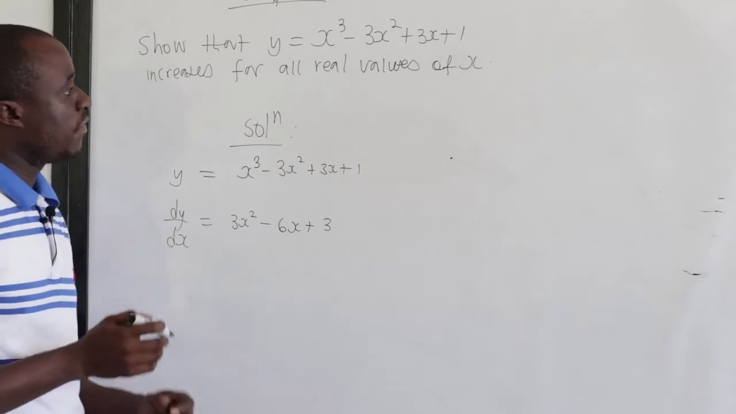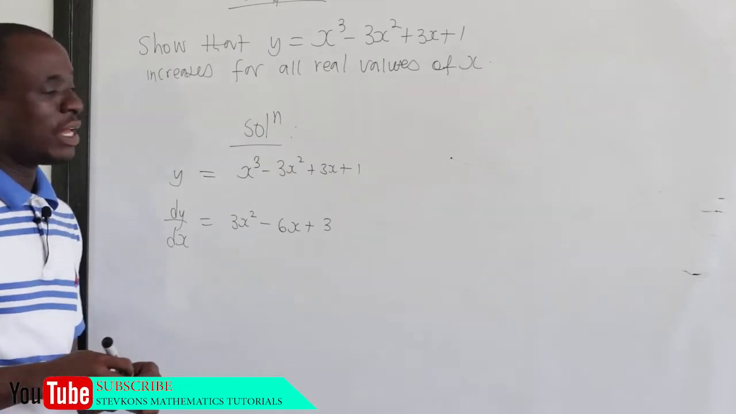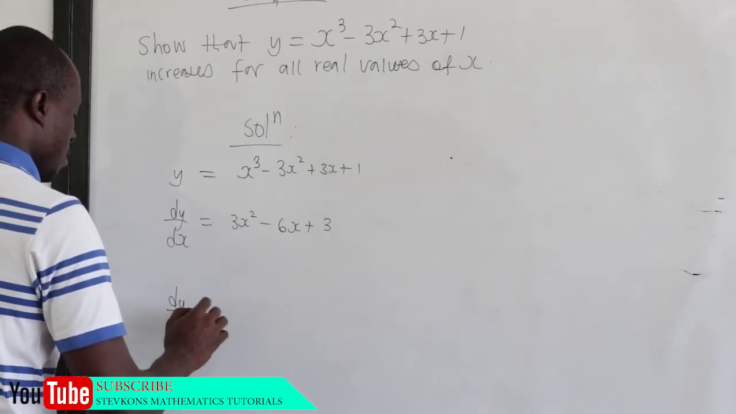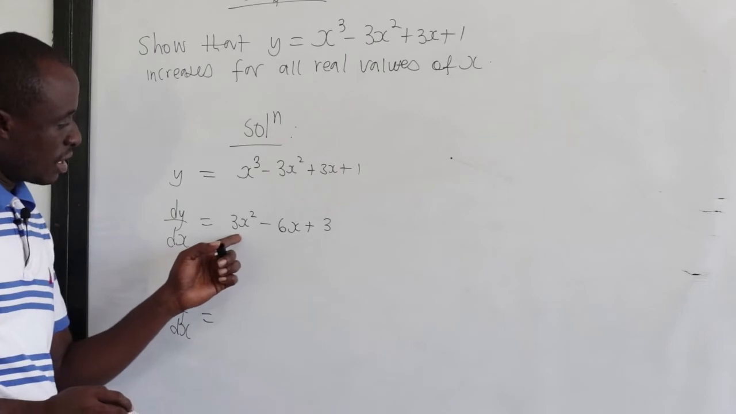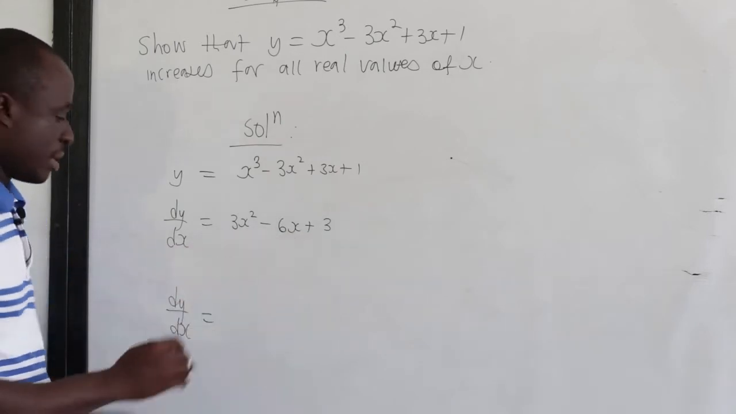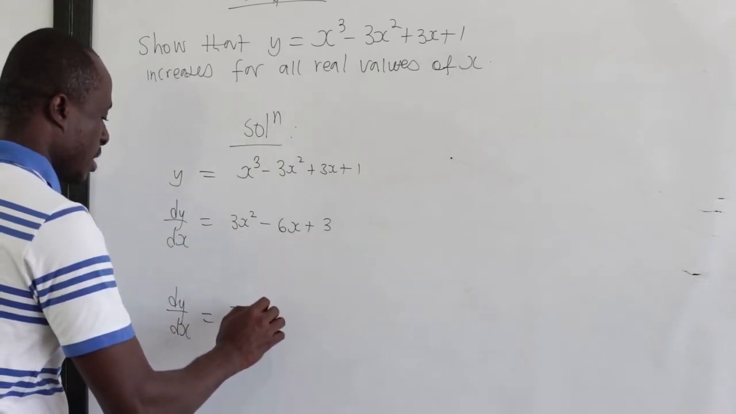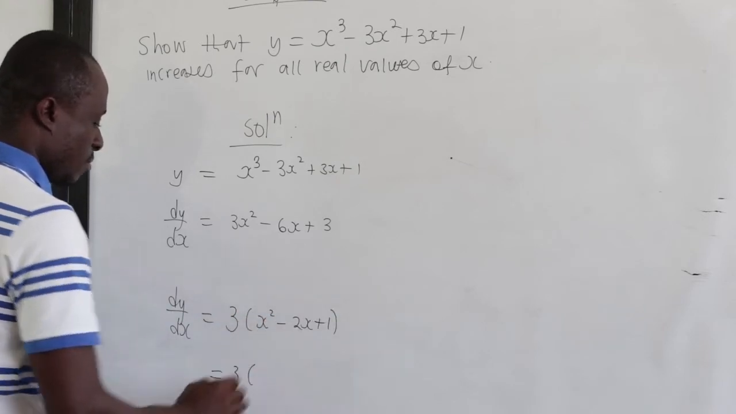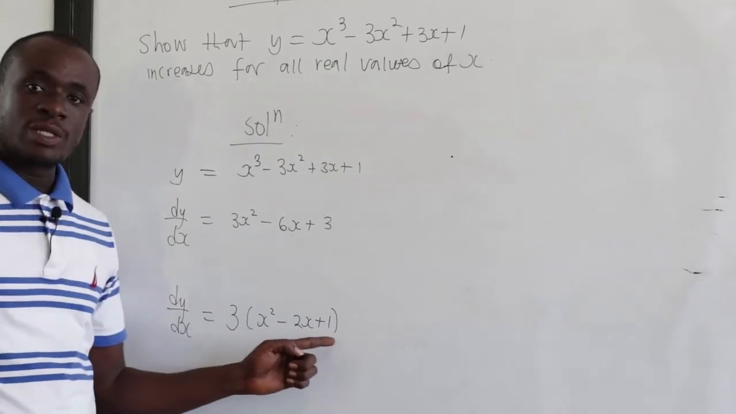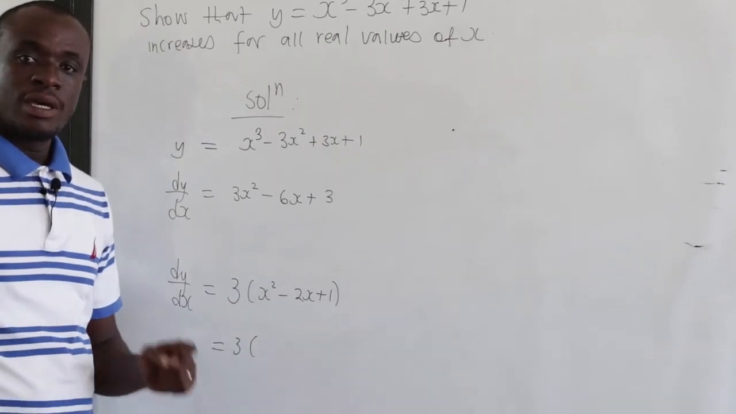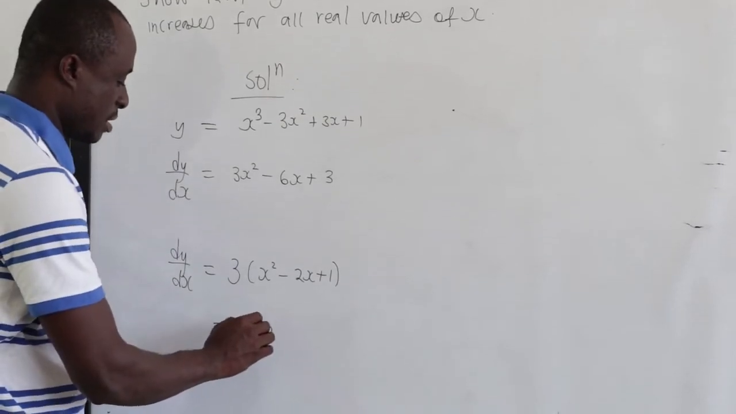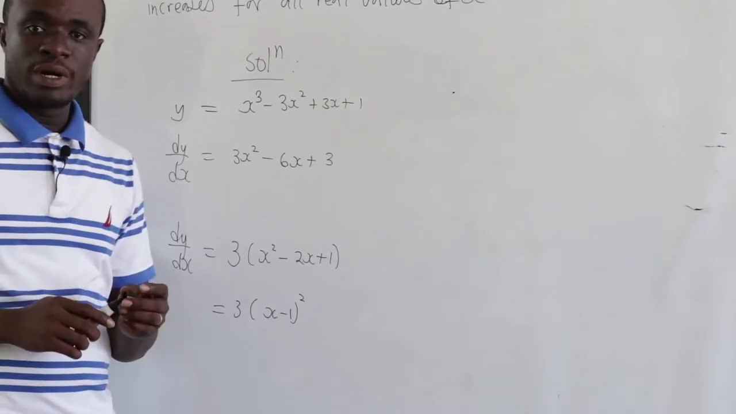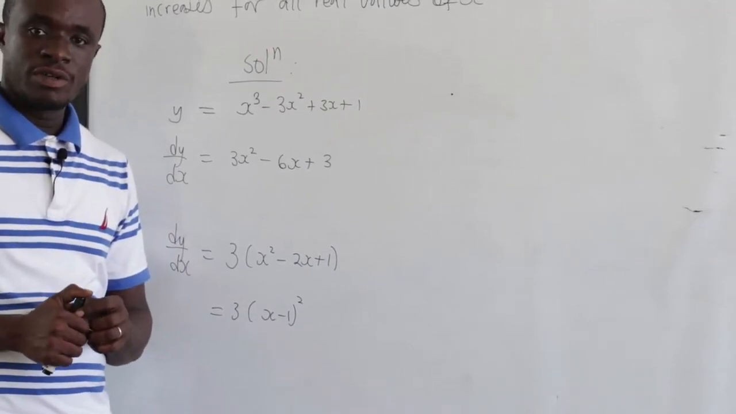Now they are saying that we should show that this increases for all real values. Now let's see. Clearly, what is common here is that we can factorize 3 out. When you factorize 3 out, you get x squared minus 2x plus 1. And x squared minus 2x plus 1 is a quadratic, and we have to factorize. When you factorize, you are going to get x minus 1 all squared. Your algebra should be very, very strong.